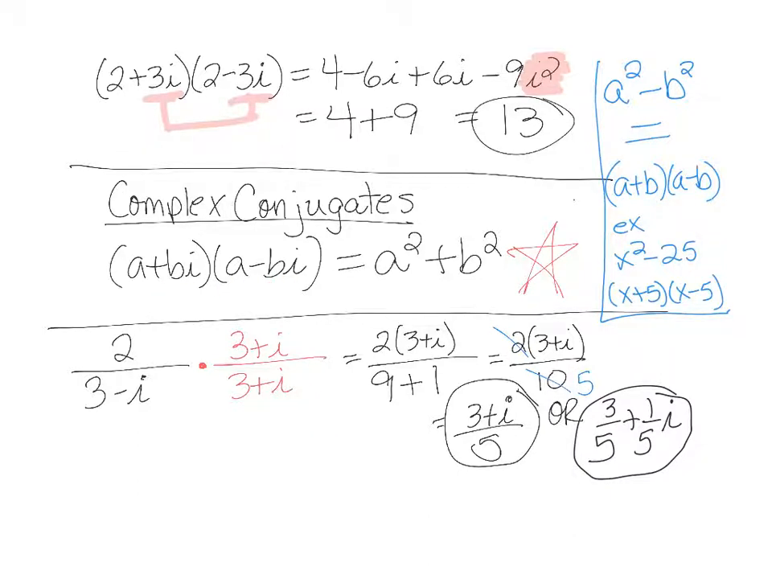Okay, what do we use complex conjugates for? Well, lots of stuff. But one of the things that we use them for is division of complex numbers. There is no such thing. You don't divide complex numbers. You rationalize the denominator. What does rationalize mean?